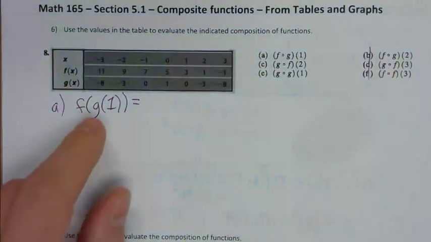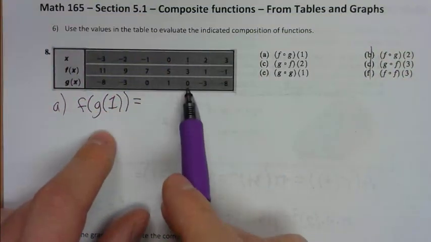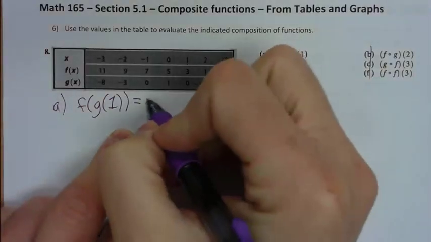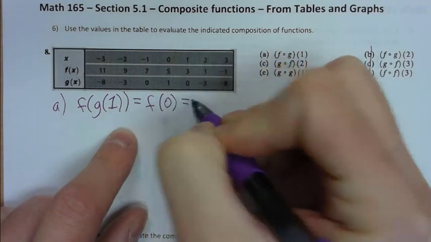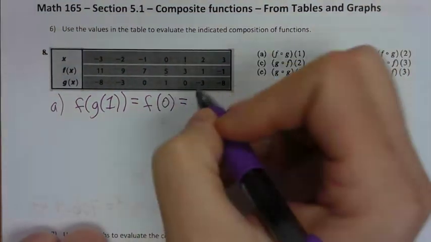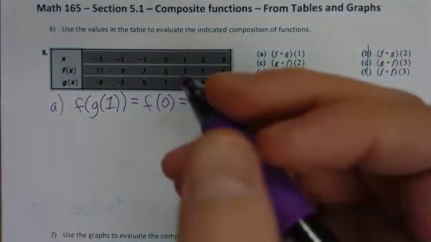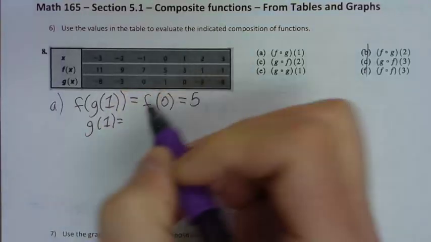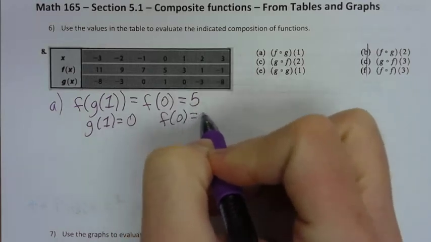So g of 1, we'll just look for the x input of 1, and then go to g. Well, that would be a 0. So g of 1 equals 0. So then we're going to do f of 0. And then if we go to 0, the f output for 0 would be 5. And we'd be able to get that answer there. So just know that we knew that g of 1 would equal 0, and then f of 0 equaled 5.